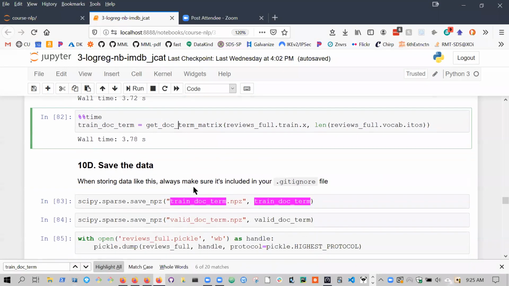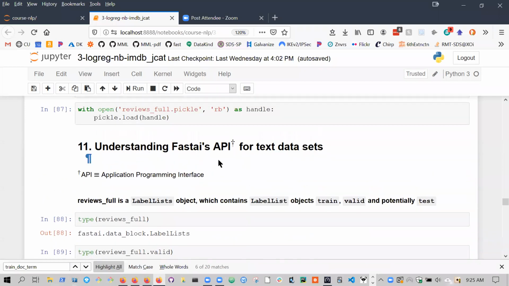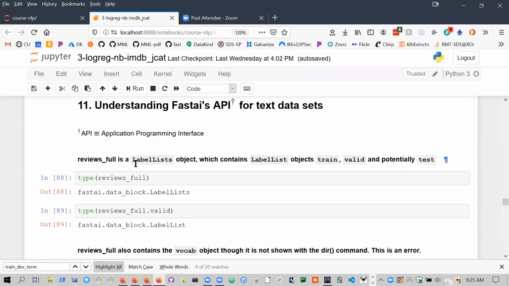Create the document term matrix, save it. And I have a section here on understanding all of these objects that you find in FastAI's API for text data sets, because they've built this really nice API. I'm not going to go through it now, but you can go through it at your leisure.